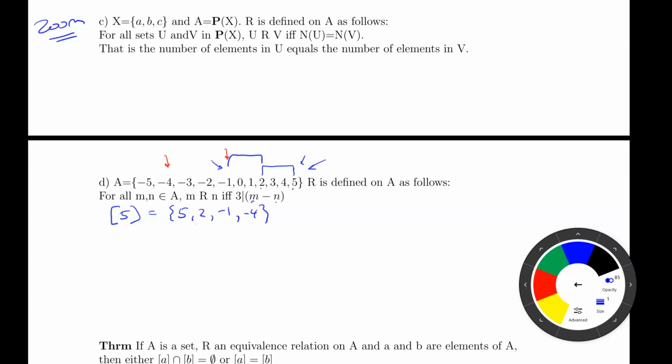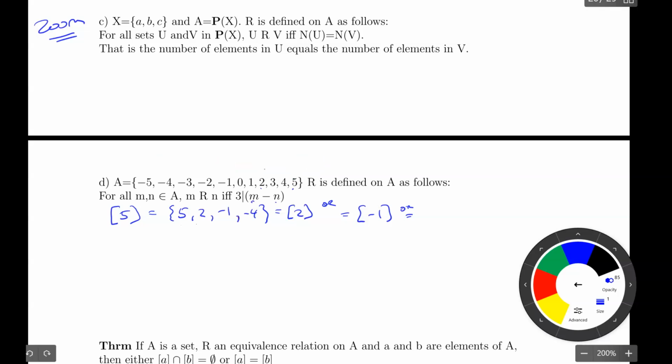Okay, so, and again, this could be called the equivalence class of 2, or it could be called the equivalence class of negative 1, right? So that it's not unique. Okay, so let me erase my little markings here. So then moving on to the next equivalence class of 4.